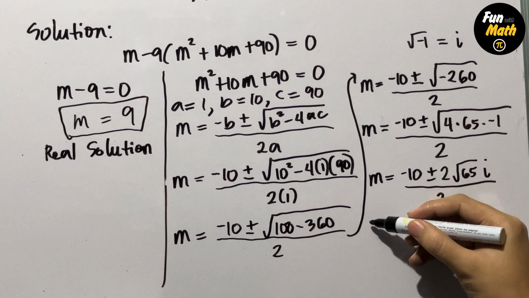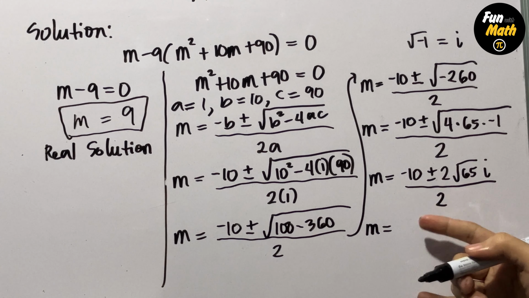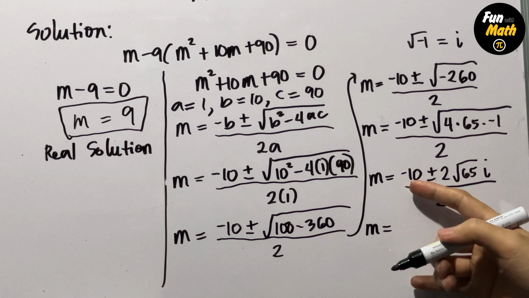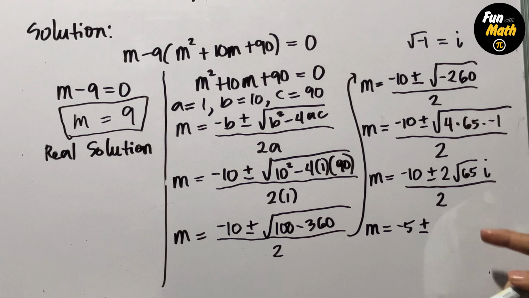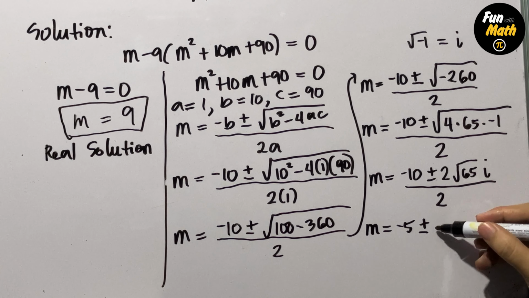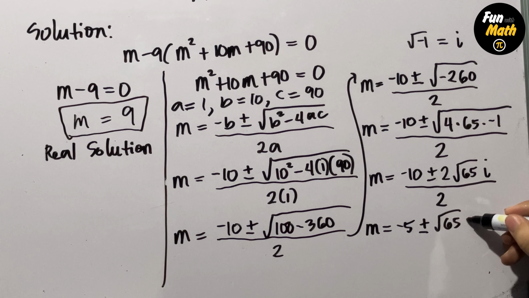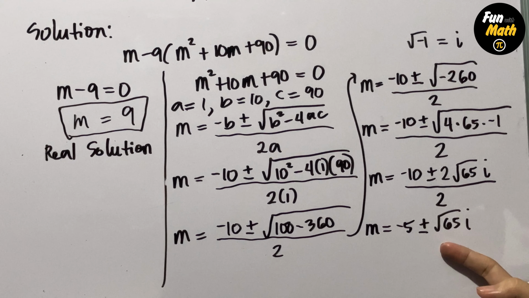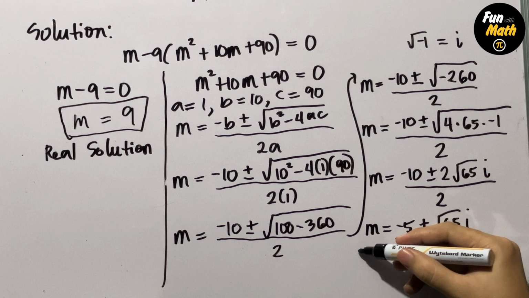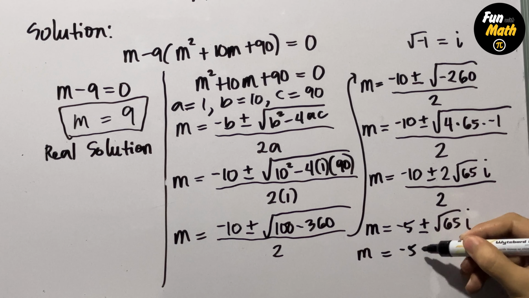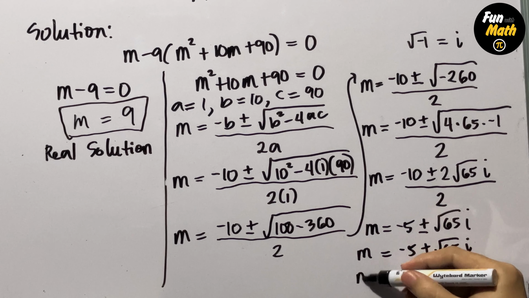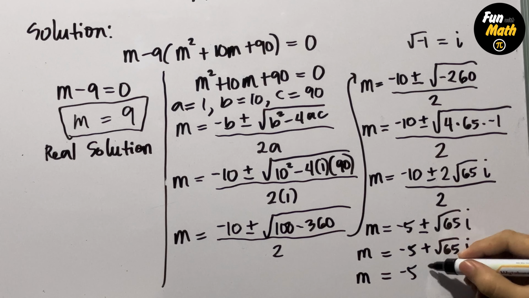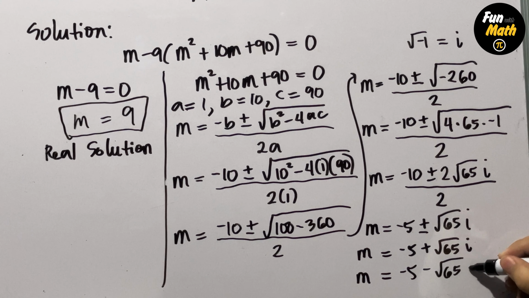Next, we can divide by 2. Negative 10 divided by 2 is negative 5, positive negative, and 2 divided by 2 is 1, so we don't need to write it. Just write square root of 65 i. And for this, we have two values of m. So we have m is equal to negative 5 plus square root of 65i. Another is m is equal to negative 5 minus square root of 65i.